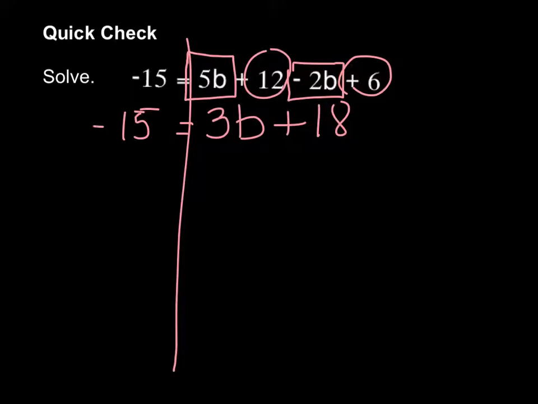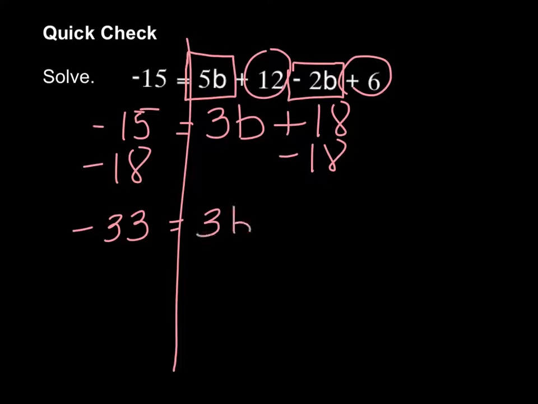Now I'm at a 2-step. I'm going to subtract the 18. Since those are the same sign, do I add them or subtract them? Very good. I add them together. Negative 33 equals 3B, and then I divide by 3. Negative 11 equals B.